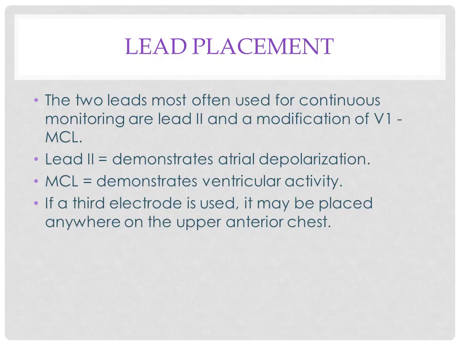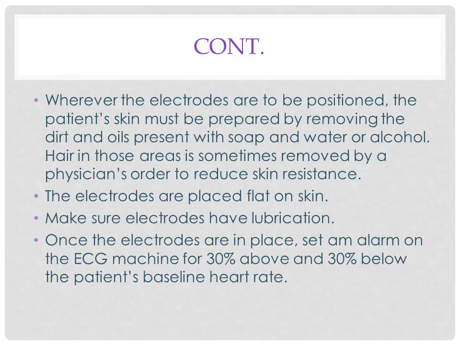Lead placement. The 2 leads most often used for continuous monitoring are lead 2 and a modification of V1, called MCL. Lead 2 demonstrates atrial depolarization. MCL demonstrates ventricular activity. If a third electrode is used, it may be placed anywhere on the upper anterior chest. Whenever the electrodes are to be positioned, the patient's skin must be prepared by removing the dirt and oils present with soap and water or alcohol. Hair in those areas is sometimes removed by a physician's order to reduce skin resistance.